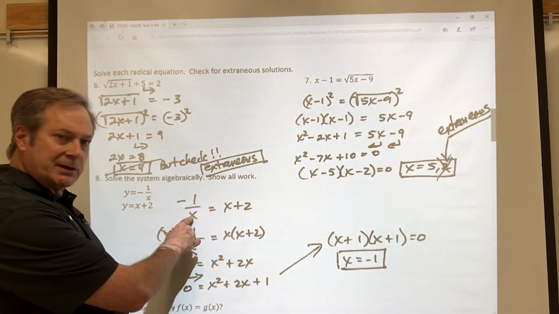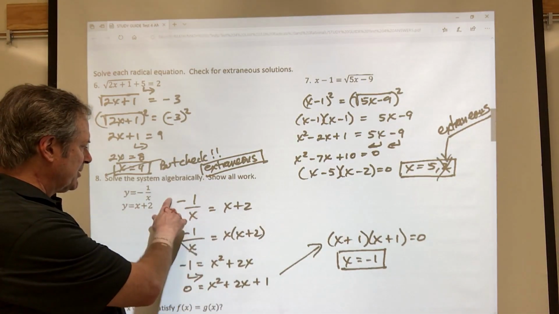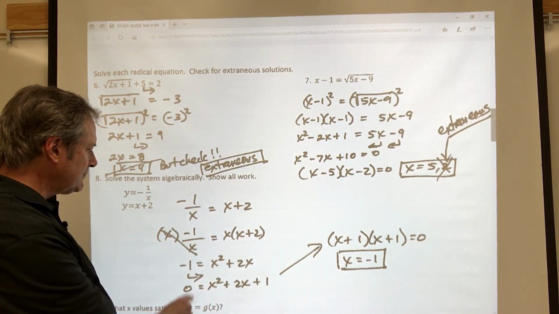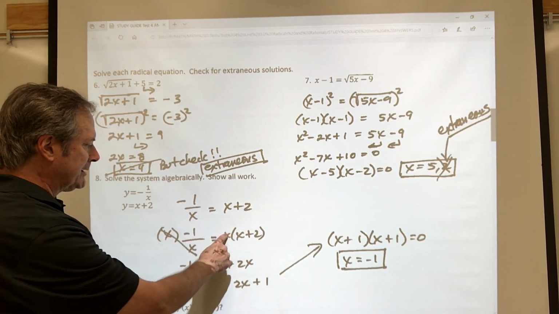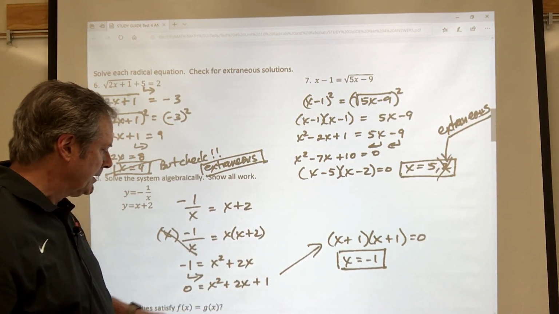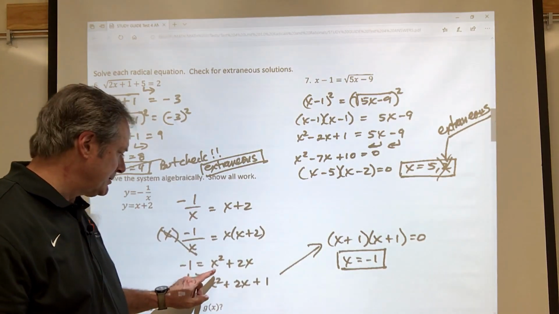Now the x is in the denominator, so I need to get it out of there. I'm going to multiply both sides by x, like I did here. So we have -1 on the left side, and then x times x is x squared. X times 2 is 2x. Once again, a quadratic equation.